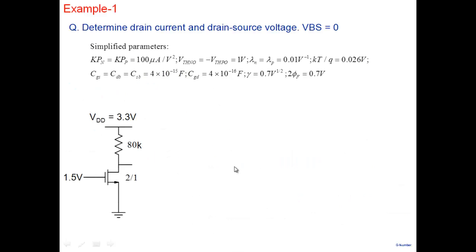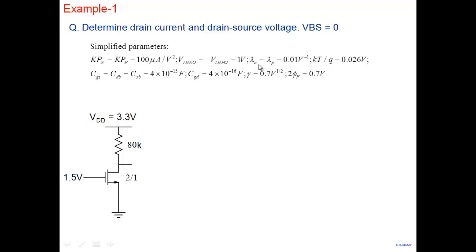All right, so let's take up the first problem. We'll start from very simple problems. The first simple problem is, note that the simplified parameters are given. In these simplified parameters, our NMOS and PMOS are symmetrical. Kp for N and Kp for P is the same. VTHN0 is minus VTHP0, which is 1 volt here. Lambda.